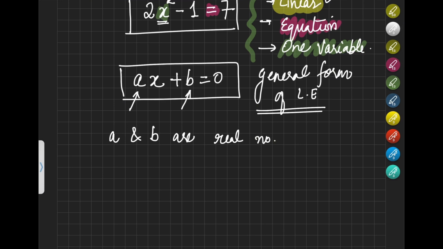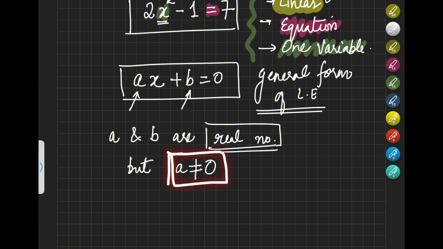By now, you know that real numbers are all those numbers which can be plotted on the number line: all the rational, irrational numbers, whole numbers, natural numbers, integers, fractions, decimals. Think of any number, it belongs to the bigger family of numbers called real numbers. But a should not be equal to 0. This is very, very important, that any linear equation should be of the form ax plus b is equal to 0, but a should not be equal to 0.